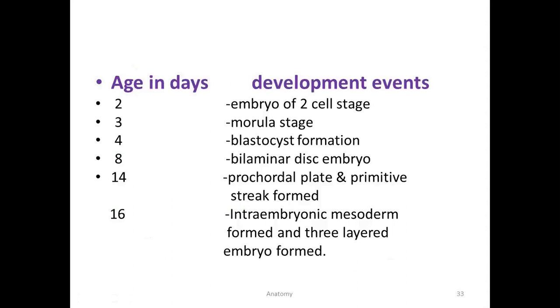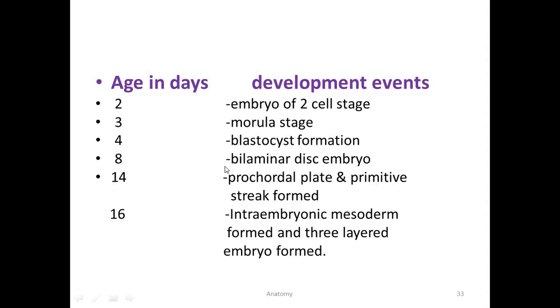Now, one can notify approximately the development in days and what events occur in the developing embryo. So, by the age of 2 days, the embryo is at the 2-cell stage. By the age of 3 days, the morula stage is achieved. That means the 16-cell stage we call the morula stage. Then by 4 days of age, blastocyst formation takes place.